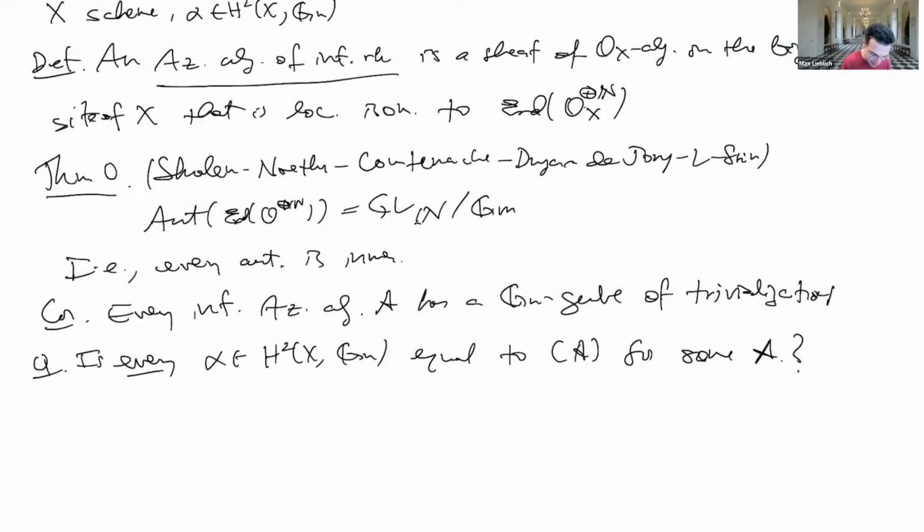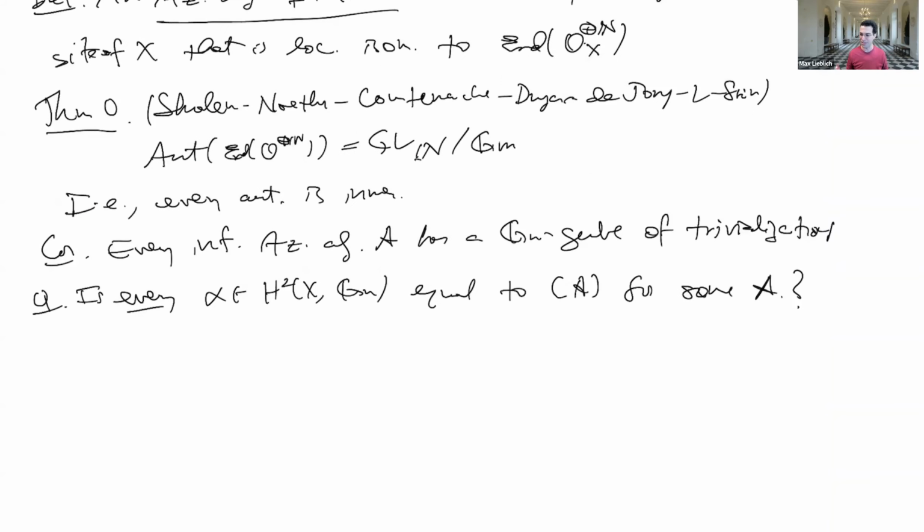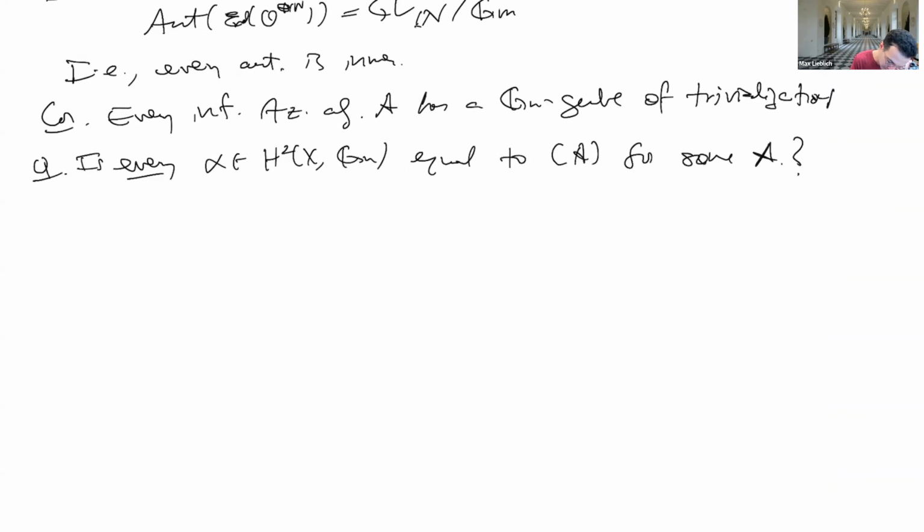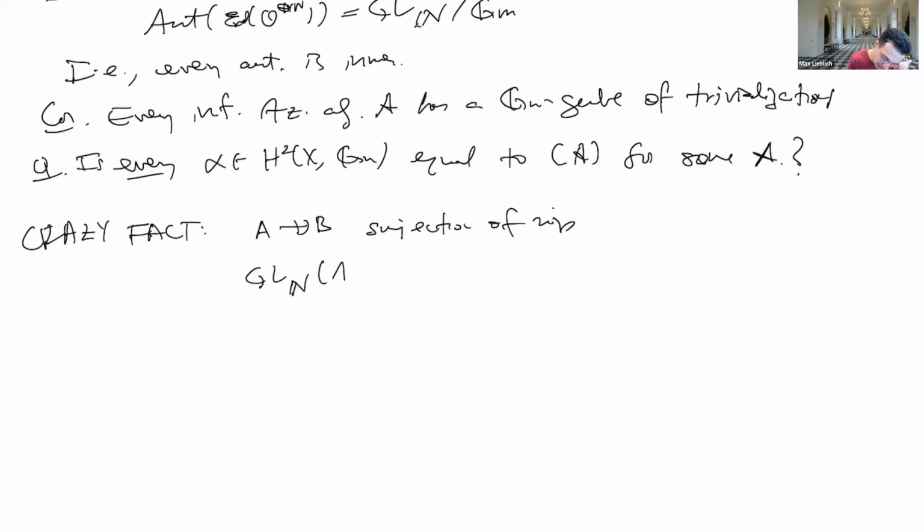Right. So maybe one thing I should point out here, which I'm afraid I'm not going to have time to use, but here's a crazy fact. And this is closely related to this thing about vector bundles I just mentioned to you. If I have a surjection of rings, this is a crazy fact that's also in our paper. I don't think this was written down somewhere else we could find. Then GL_∞ of A mapping to GL_∞ of B is surjective.